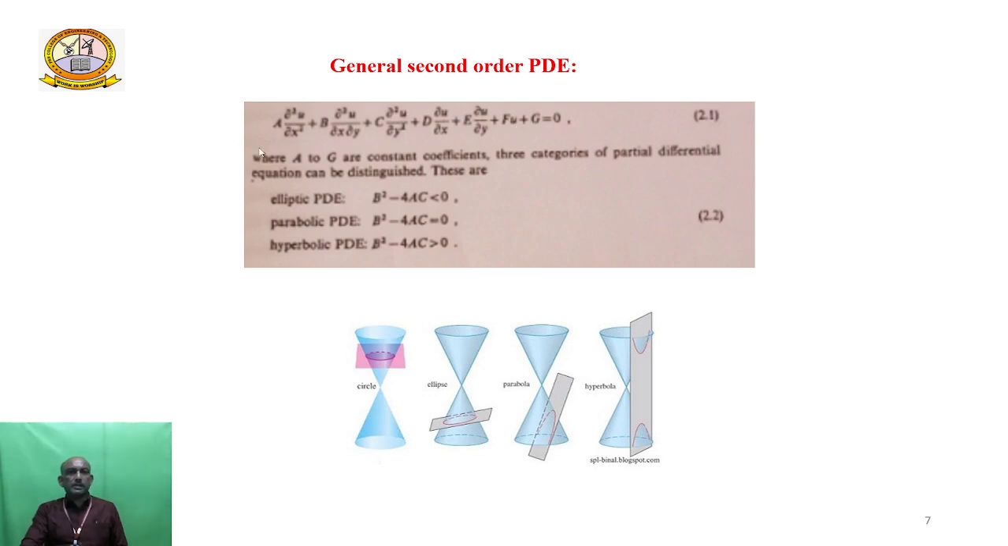Once again I repeat, because it is very important CFD knowledge. a dou squared u by dou x squared is a second order partial differential term in the direction of x.